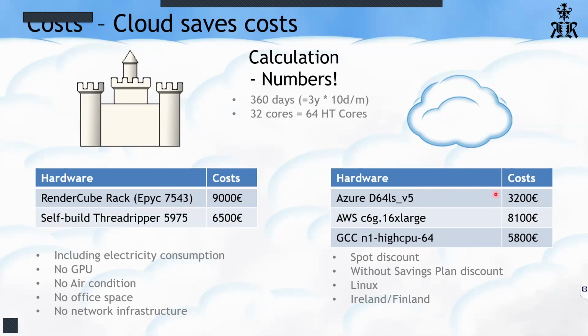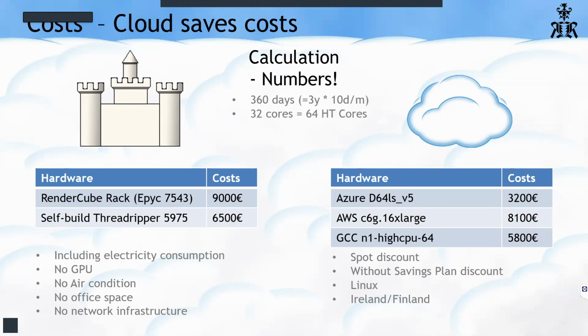And on the other side, we have the costs on the cloud. If I take a machine on Azure with spot prices, it costs 3,200. This one costs 8,000, and this one costs about 6,000. So you can see if I buy a machine for 3 years and use it only 10 days a month, then the cloud might be cheaper. For Azure, it's definitely cheaper. AWS is cheaper than any pre-built system, and Google is about the same price as a self-built machine.